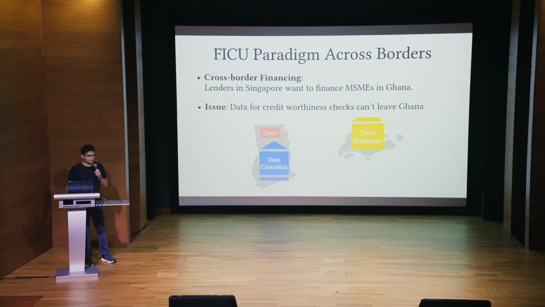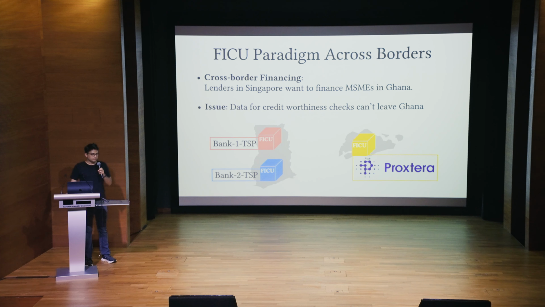We adopt this FICU paradigm again. We configure the system in such a way that no information actually leaves the borders of Ghana physically, right? There are 3 nodes, 3 FICUs, 1 in Singapore, 2 in Ghana. And the nodes are run by technology service providers, so they run a sort of distributed protocol once they've pulled data from the FIPs.